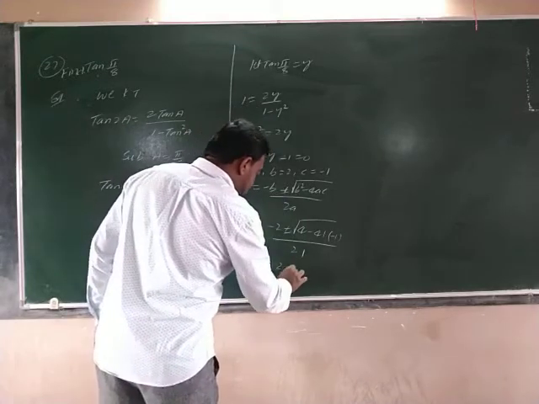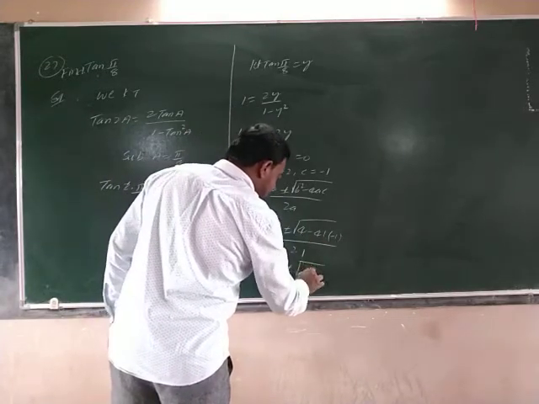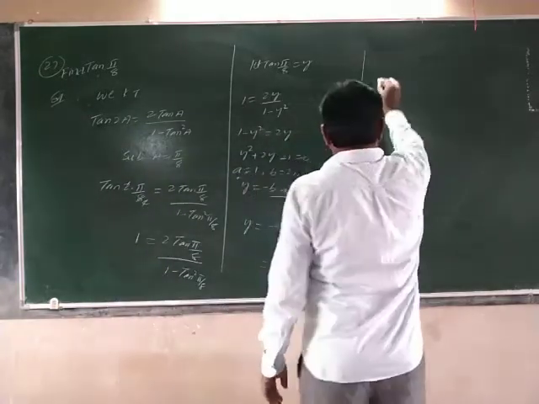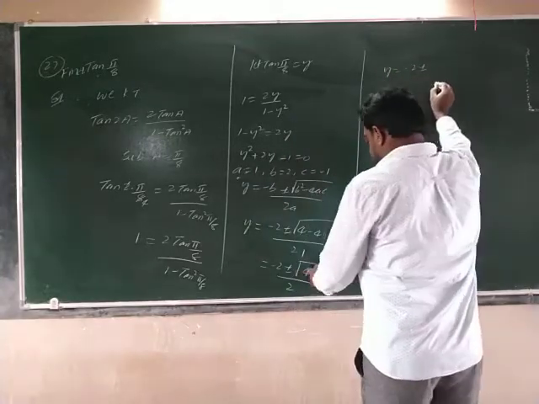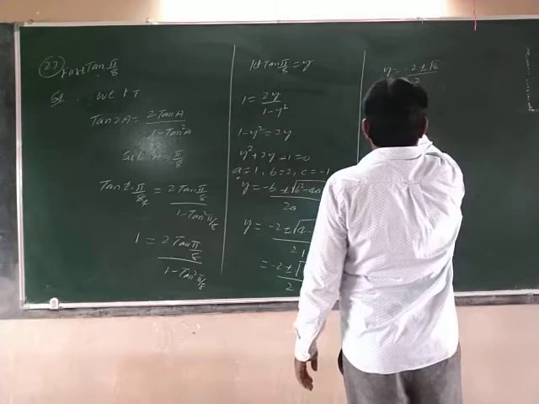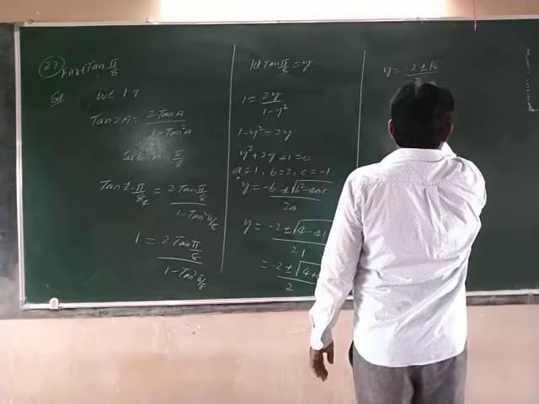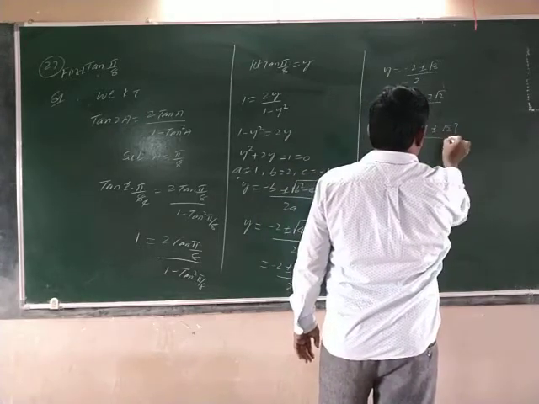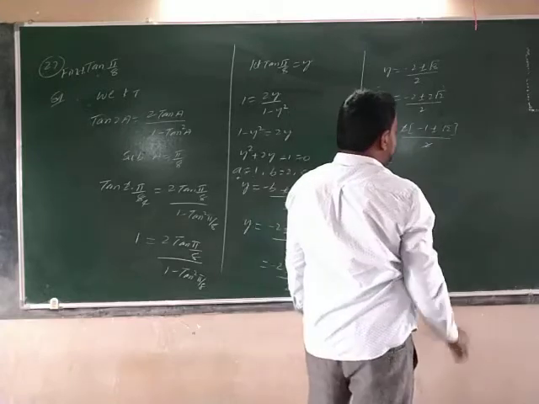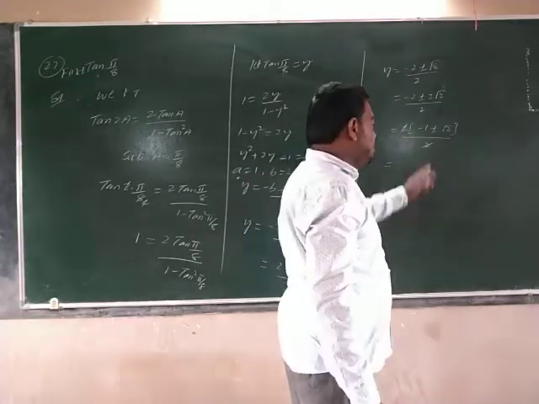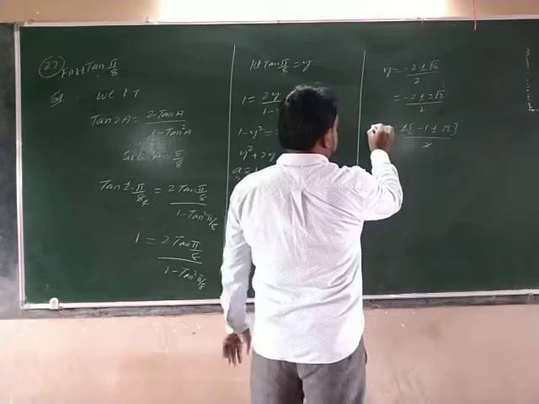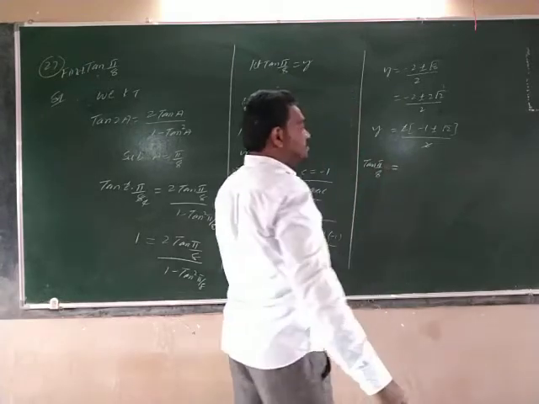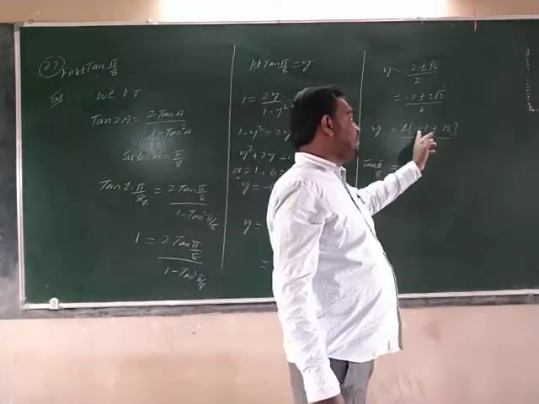This is equal to minus 2 plus or minus under root of 4 plus 4, because minus and minus is plus, by 2. That is y is equal to minus 2 plus or minus root 8. Root 8 is equal to 2 root 2, no? By 2. Now 2 is common: minus 1 plus or minus root 2. 2 gets cancelled. Here you see, this is y. What is y? Tan pi by 8.